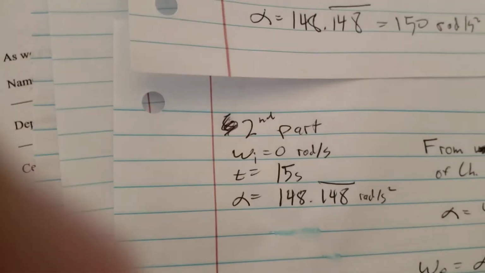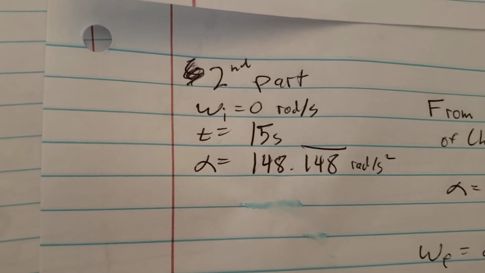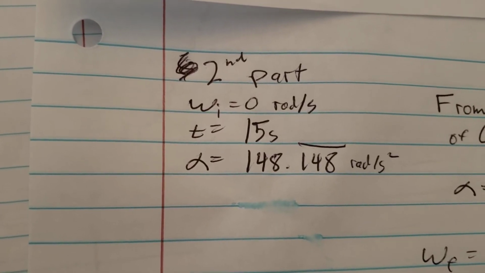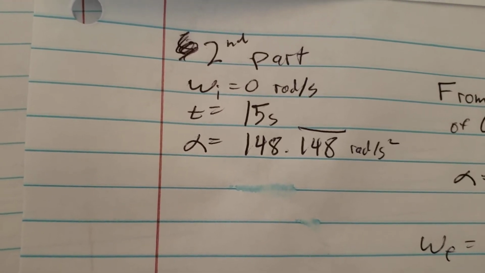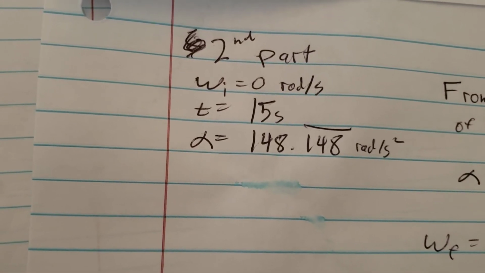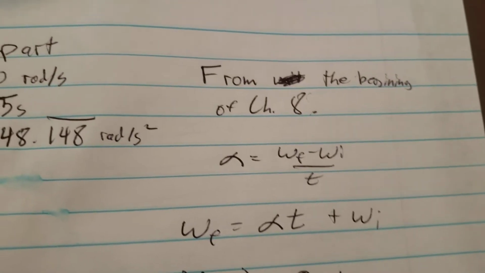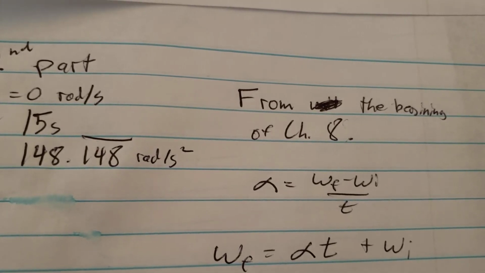Moving on to the second part of the problem requires us to determine the final velocity after 15 seconds. We know that omega I is 0, and we know it's 15 seconds, and we know alpha from the first part of our problem is 148.148 with 148 repeating.